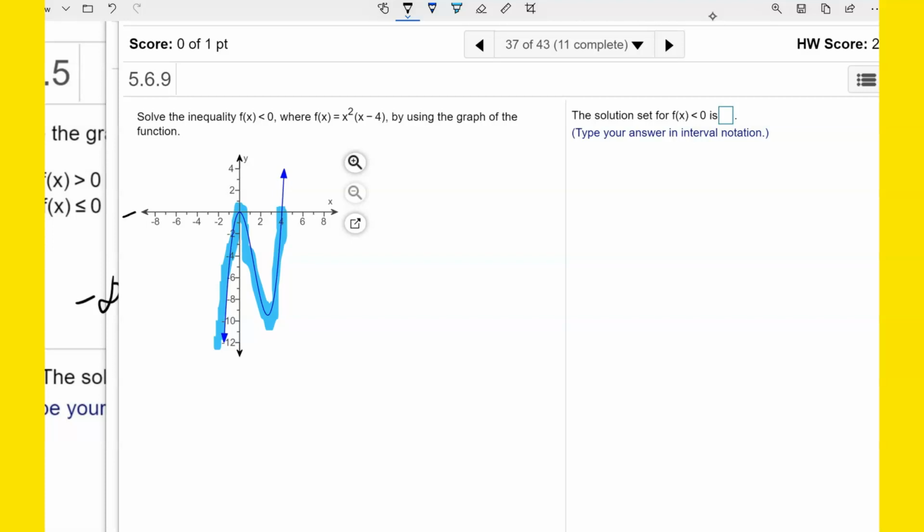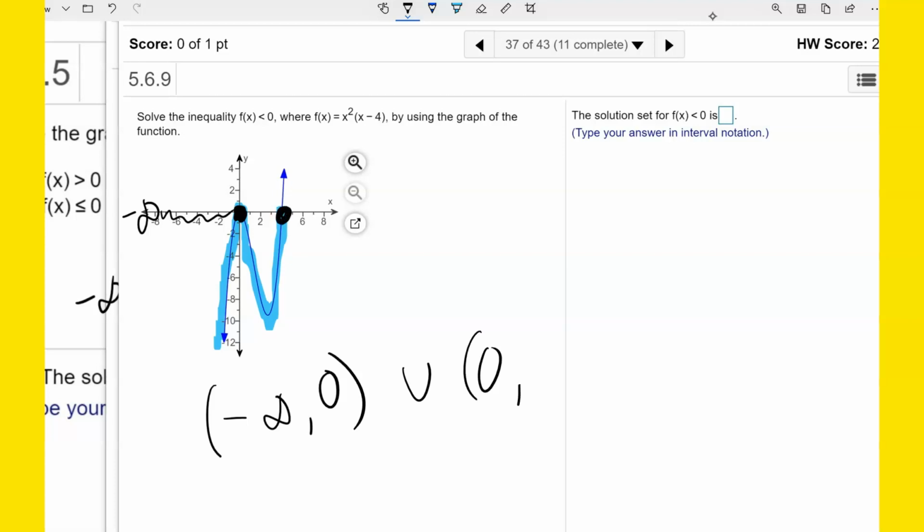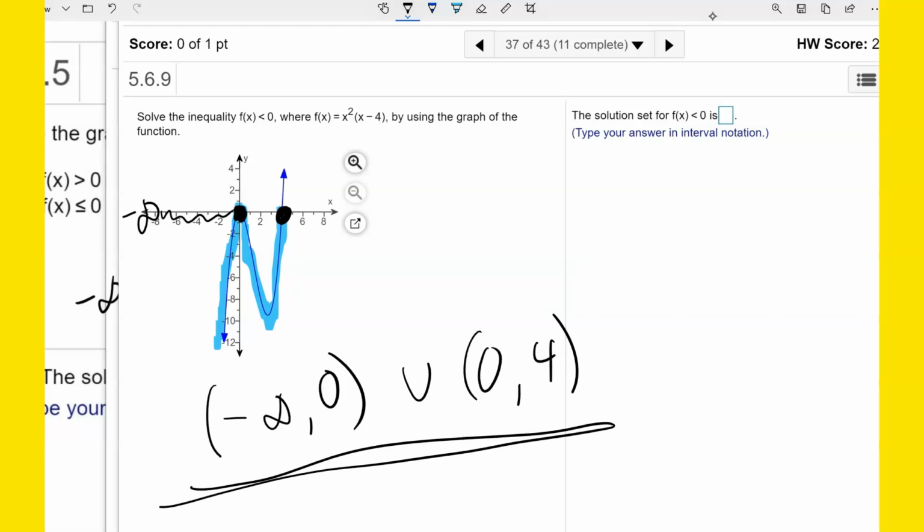Well, from negative infinity all the way until there. Right at that point right there, I am no longer less than 0. I am on 0. So I can't include that point. So I've got to say negative infinity to 0. And then union from here to here. So from 0 to 4. And again, I can't include it because I'm on 0 here. I got to be less than 0, not on it.